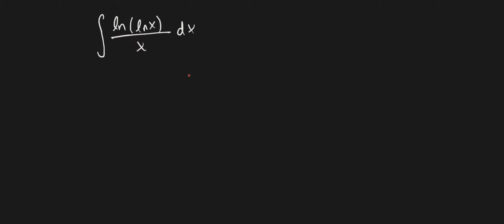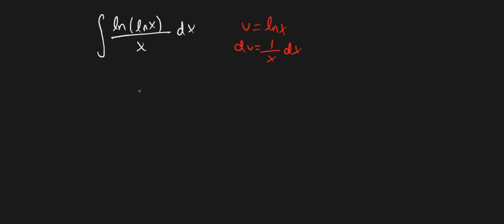Alright, so in this video, I'm going to be finding the antiderivative of the natural log of x over x dx. This problem might seem intimidating at first, but one simple substitution, u substitution, is going to make it a lot easier. So let's set u equal to the natural log of x. Doing this, du is going to be equal to 1 over x dx.